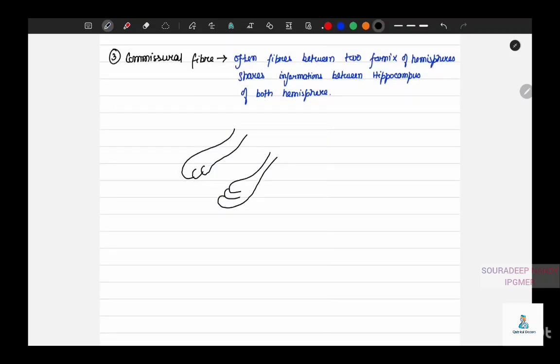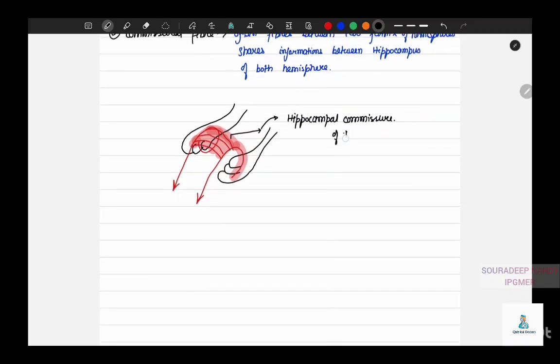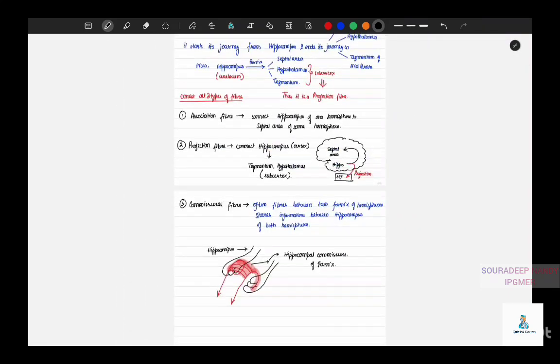So here is a diagram that you can draw during your prof exam. Here is the fornix, and here is the hippocampal commissure. The hippocampal commissure is a part of the fornix. So fornix is an important short note for your university exam. Prepare it with utmost importance. Fornix, internal capsule and corpus callosum, these three are the most important, along with the spinal cord.